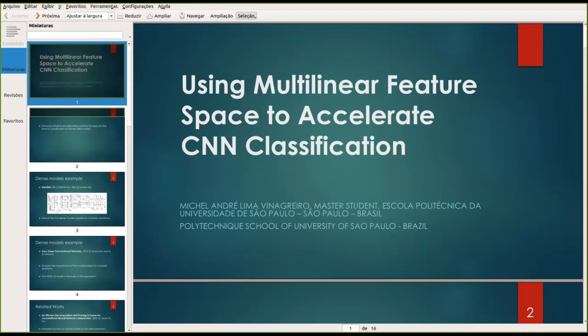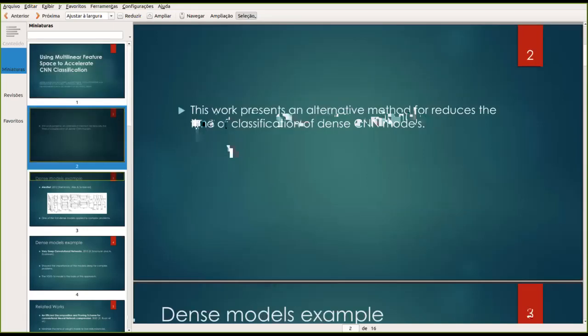The title of this paper is Using Multilinear Feature Space to Accelerate CNN Classification. This method reduces the classification time of dense CNN models, but it is not an architecture reduction method.